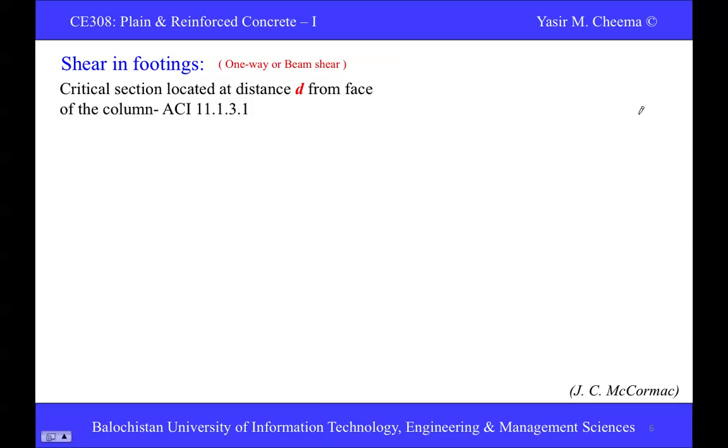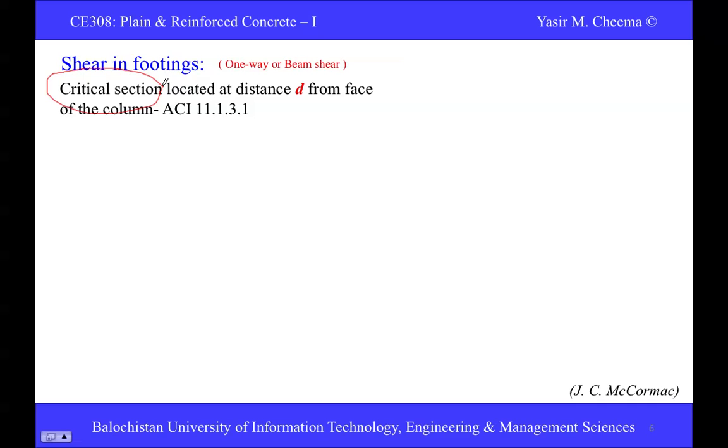One important thing, maybe the most important in footing design, is the shear strength. In shear there are two things. Shear in footing is of 2 types: one-way shear or beam shear, and the other one is two-way shear or punching shear. First we will discuss the one-way shear. In one-way shear, we have to identify the critical sections. Critical sections mean where shear strength is more and where cracking can occur. We have to locate those critical sections.